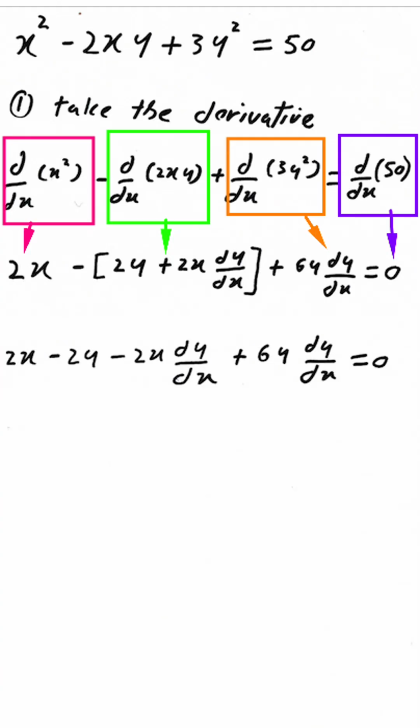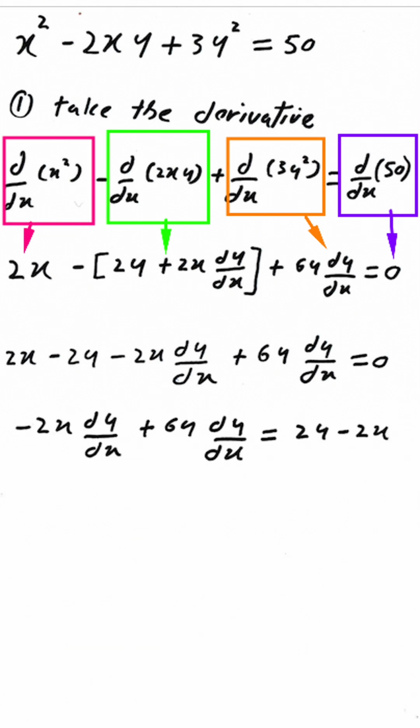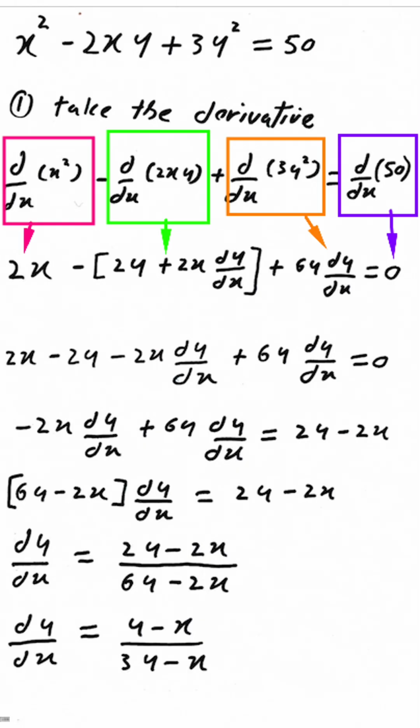Now, we can get all the terms with dy/dx in it onto one side, and the rest on the other. And then we can factor out a dy/dx and solve for dy/dx like this, and with some simple cancelling down, we have reached our final solution, and we have proved that the derivative is in fact equal to this.